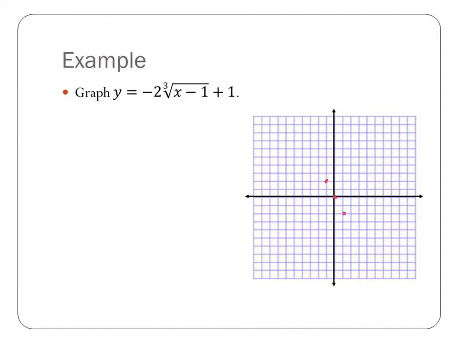I'm going to shift my points right 1, up 1. So they're each going to go right 1, up 1, and those are going to be the points I use to sketch my graph.